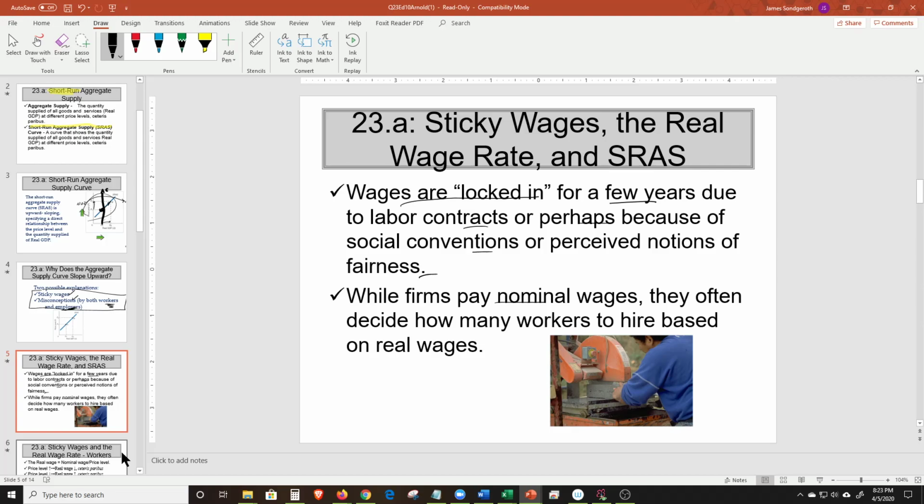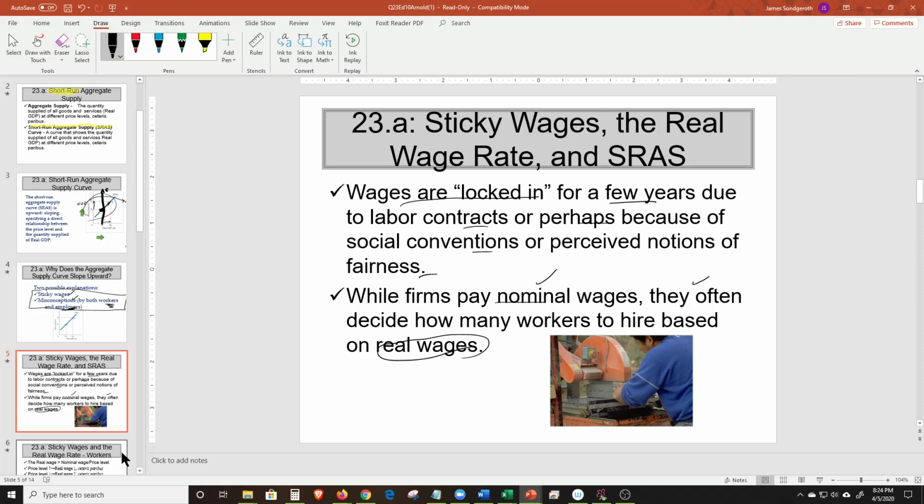Firms pay nominal wages. In other words, as they're going to say here soon, $30 an hour. Though they may pay nominal wages, they often decide how many workers to hire on real wages. And this is true of us shopping too. In the end, it's what the real price of a good is.